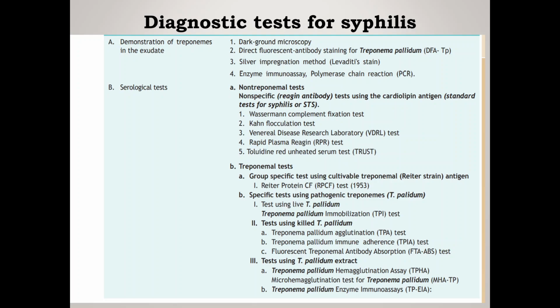I will not explain, you will see, for example, non-treponemal tests: Wassermann complement fixation test, Kahn flocculation test, Venereal Disease Research Laboratory test, rapid plasma reagin test, toluidine red unheated serum test, and treponemal tests. Group specific test using cultivated Treponema Reiter strain antigen. Specific test using pathogenic treponemes.